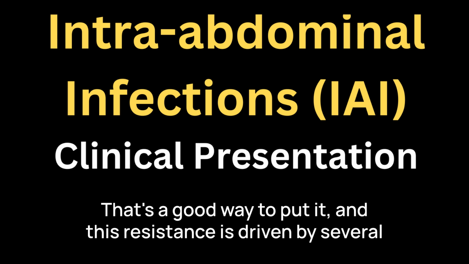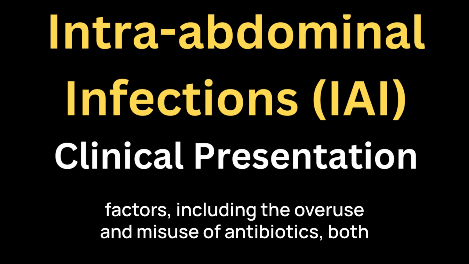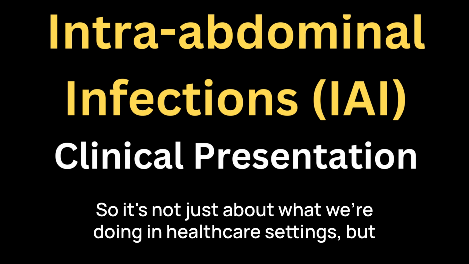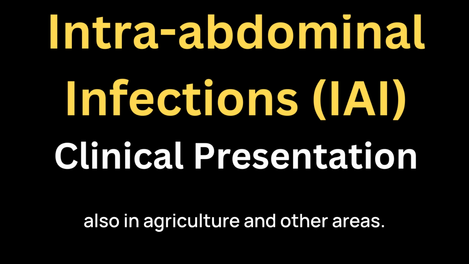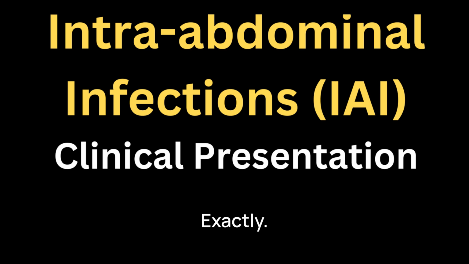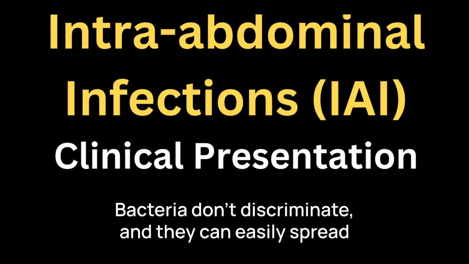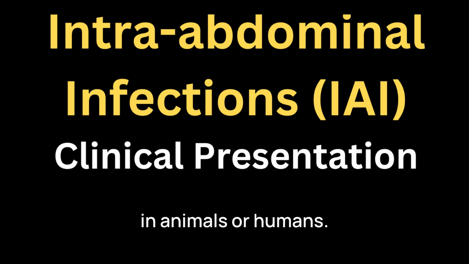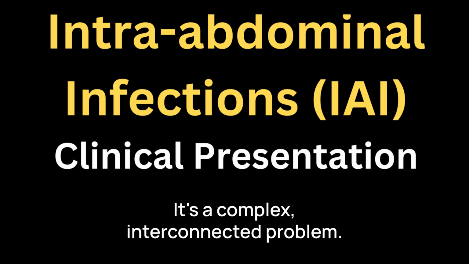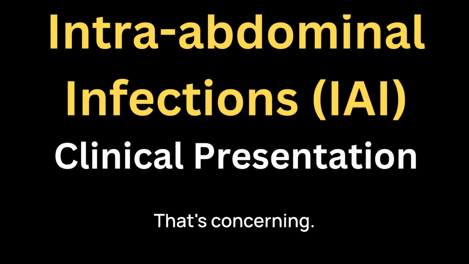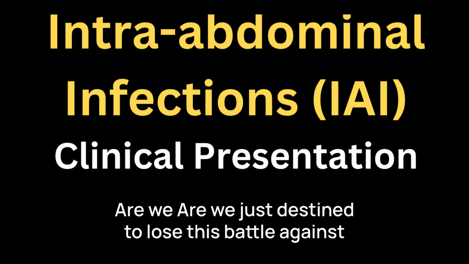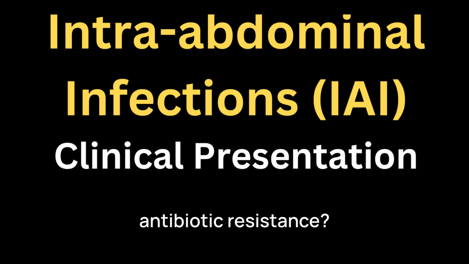That's a good way to put it, and this resistance is driven by several factors, including the overuse and misuse of antibiotics, both in human and animal medicine. So it's not just about what we're doing in healthcare settings, but also in agriculture and other areas. Exactly. Bacteria don't discriminate, and they can easily spread resistance genes amongst themselves, whether they're in animals or humans. It's a complex, interconnected problem. That's concerning. So what can be done about it? Are we just destined to lose this battle against antibiotic resistance?